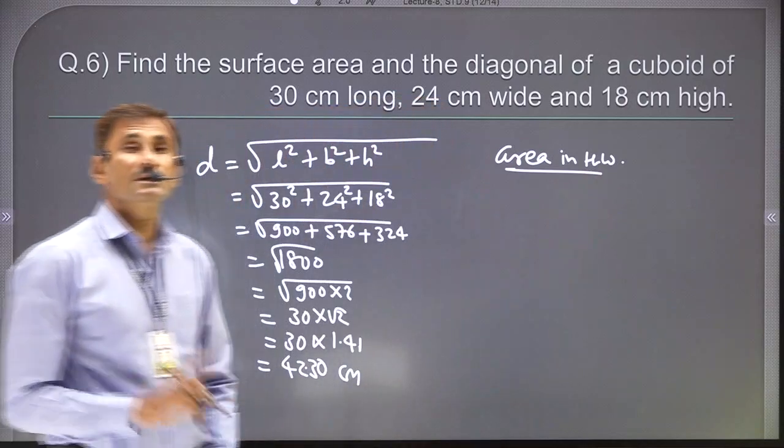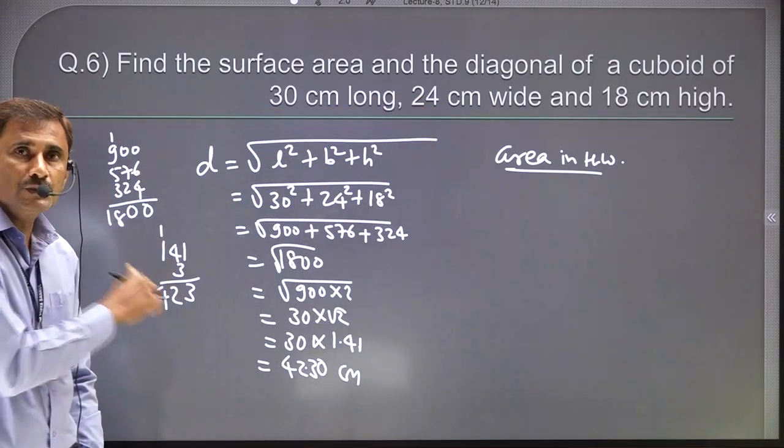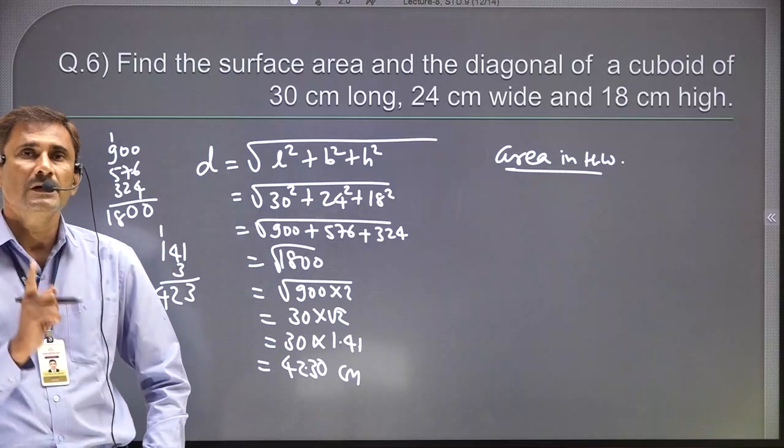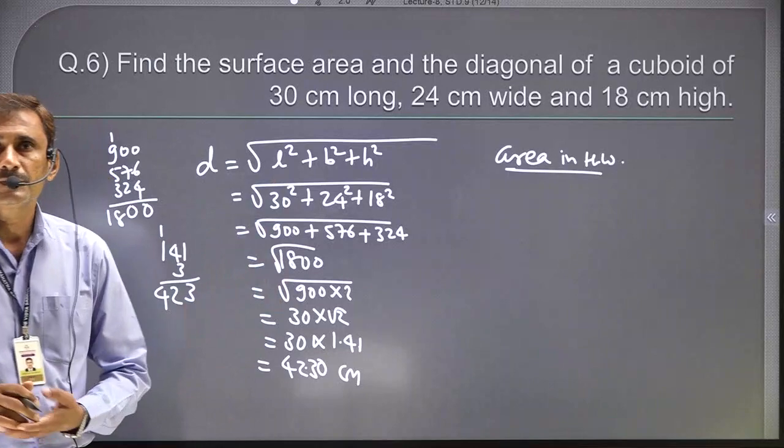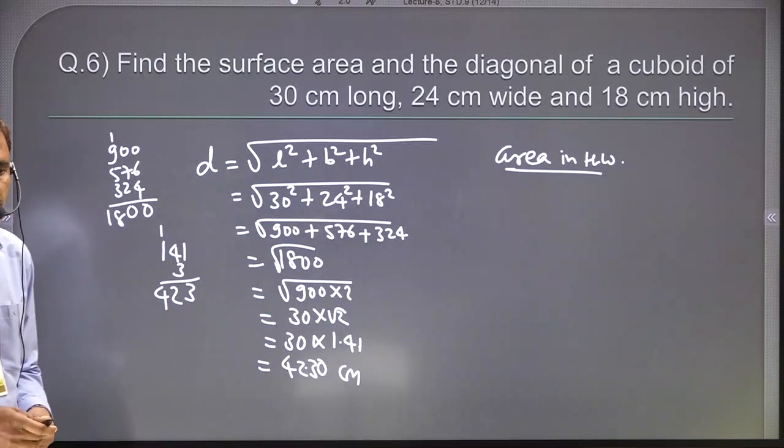So right now it is here, and the area of this same question is in homework. So the half sum is given in homework. Half means a new thing is there. First time we are finding the length of a diagonal. So I found it here. Understood? So this is question number 6.